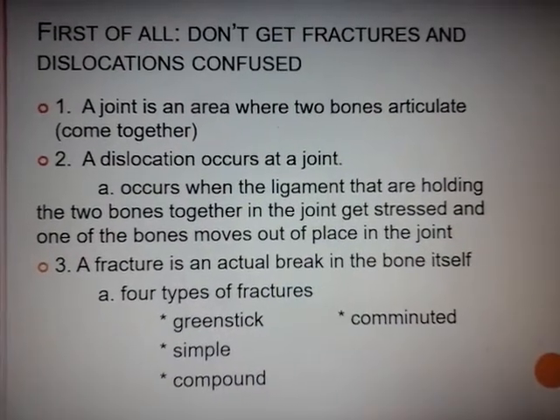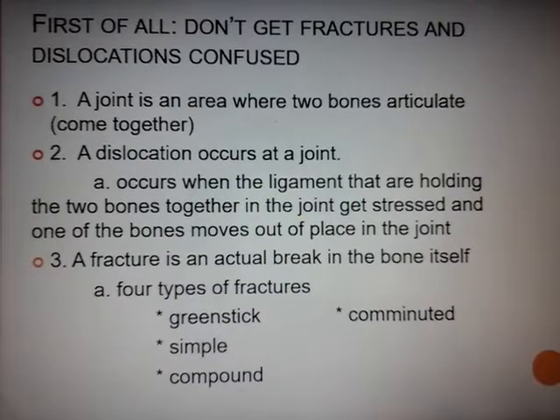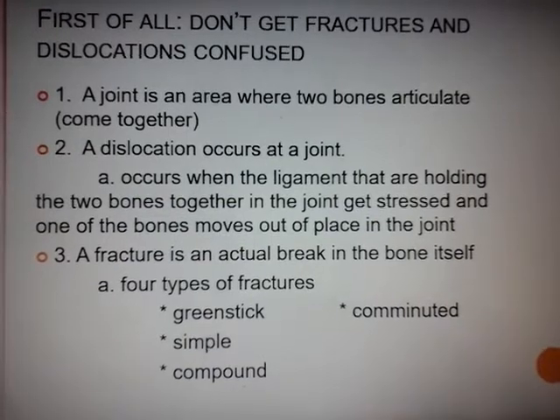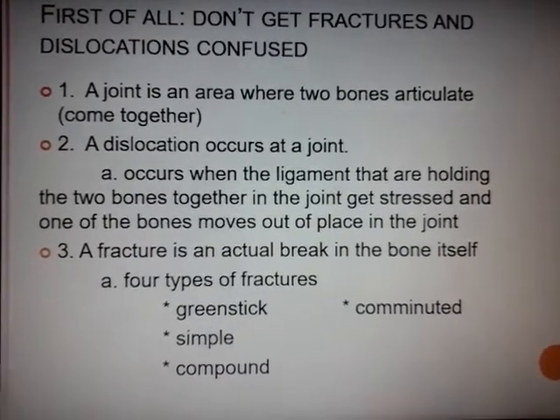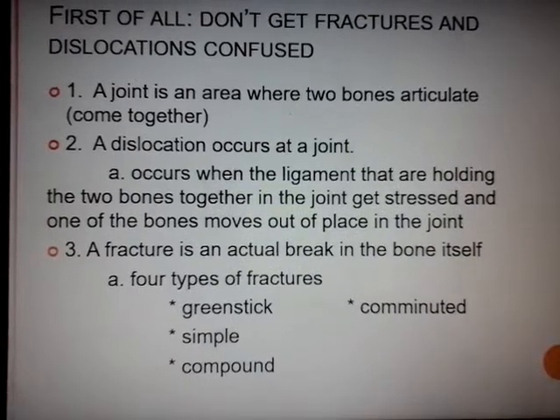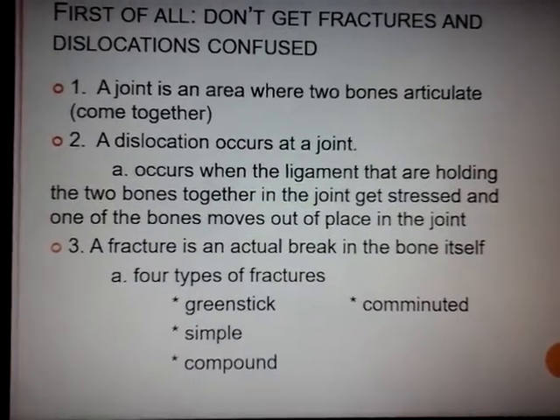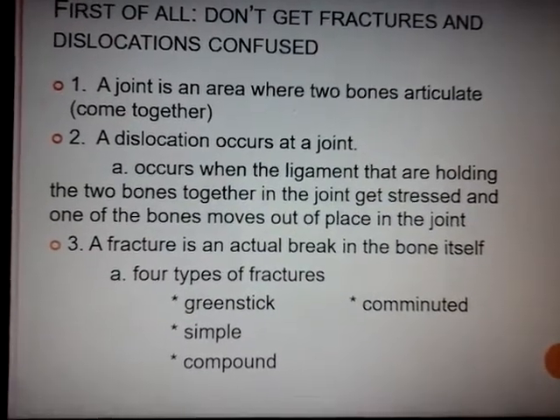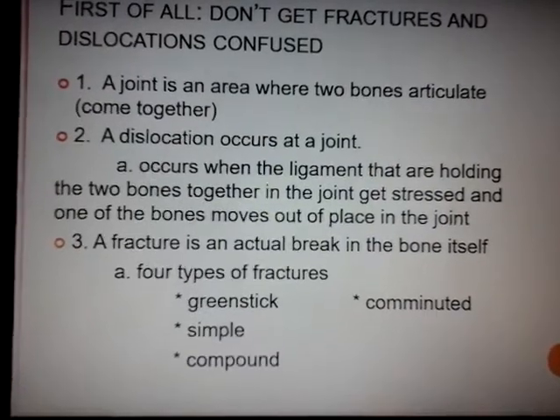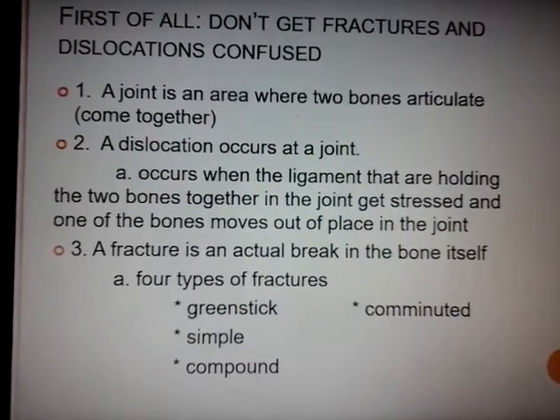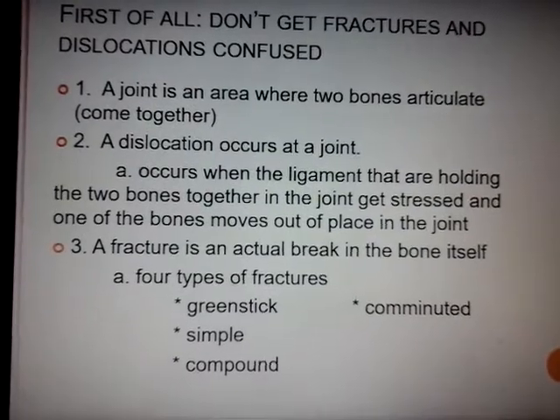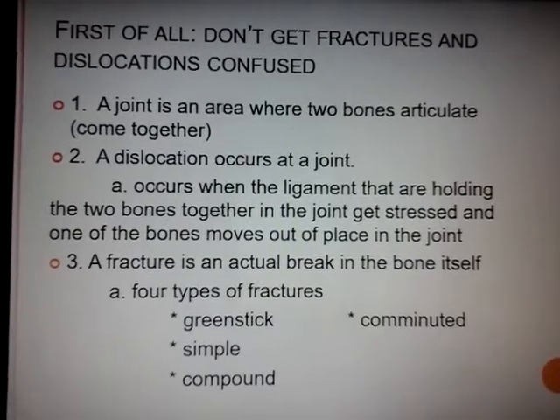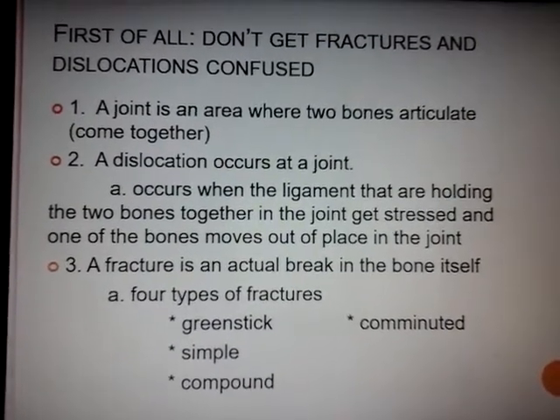And this occurs when the ligaments that are holding the two bones together in the joint get stressed. So remember, ligaments are made from dense regular connective tissue, lots of collagen fibers. So what happens with a dislocation is that ligament gets pulled and stretched to the point that the bones aren't locked together anymore, and one bone slips out of the joint. That's why they pop dislocations back into place. But once you have a dislocation, that ligament is going to be messed up unless the doctor goes in and surgically makes it shorter. We've talked about that before.